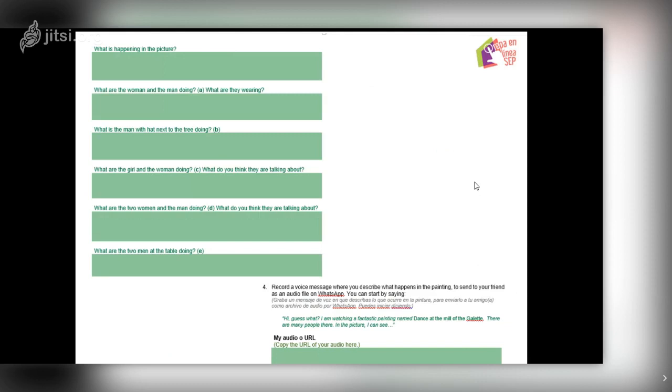And if you can see, you have some letters that link the scene with a question. Okay. What do you think they are talking about? What are the two women and the men doing? What do you think they are talking about? What are the two men at the table doing? Okay. And finally, in number 4, you have to record your voice, but you have to upload it as a URL. It's important, please, that I have total access to your link, because if I can hear your voice, I can grade your activity, please. Okay.